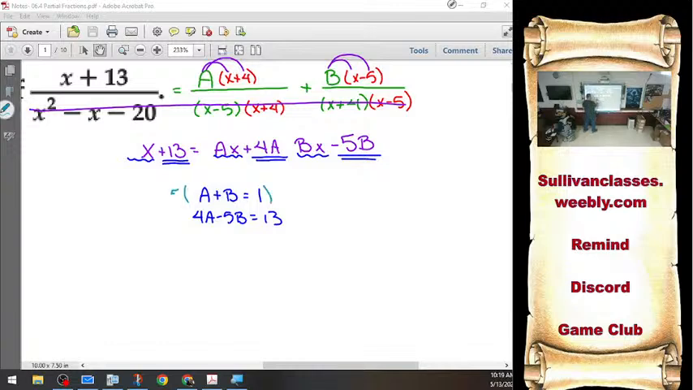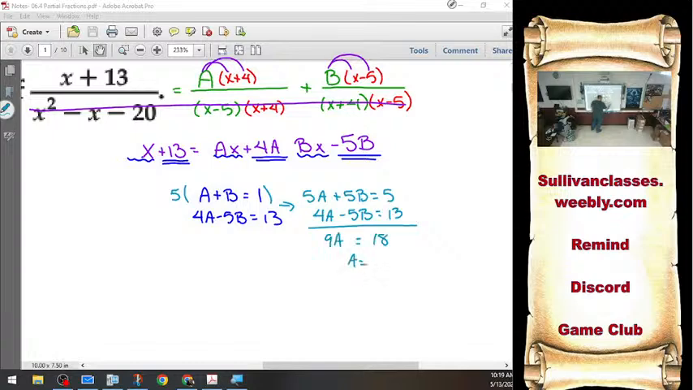I'll do top row by 5. 5a plus 5b is 5. 4a minus 5b is 13. Womp. And get 9a is 18. A is 2. Plug it all the way back in. 2 plus b is 1. B is negative 1.